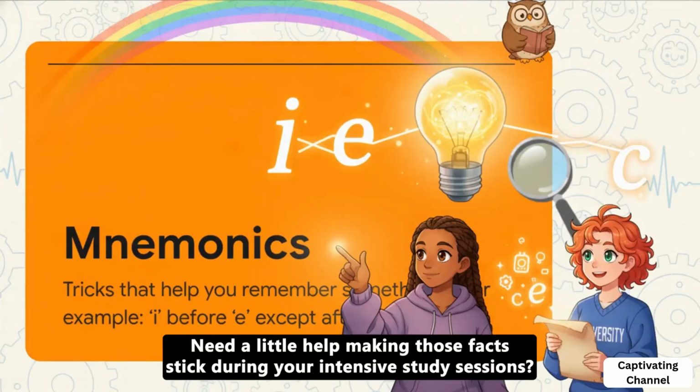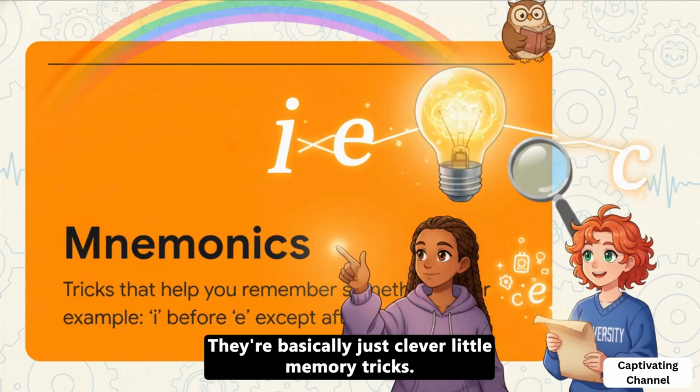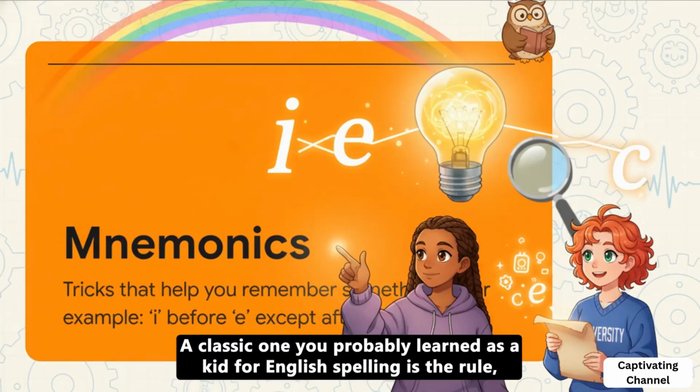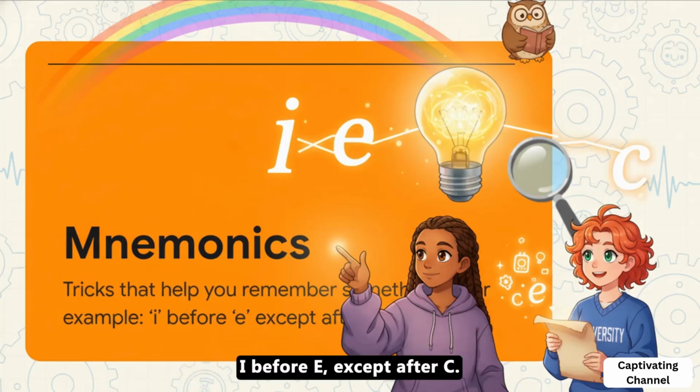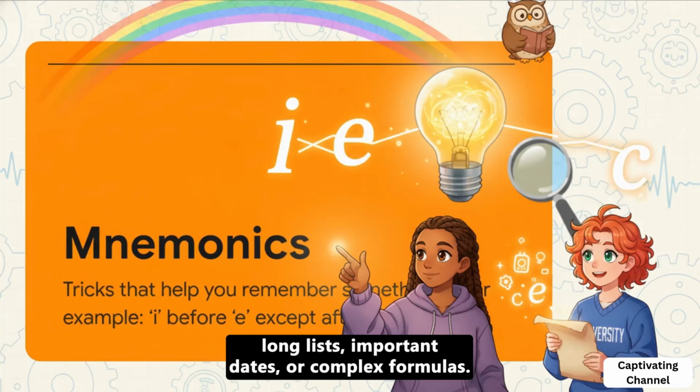Need a little help making those facts stick during your intensive study sessions? That's where mnemonics come in handy. They're basically just clever little memory tricks. A classic one you probably learned as a kid for English spelling is the rule I before E except after C. These things can be absolute lifesavers for remembering long lists, important dates, or complex formulas.